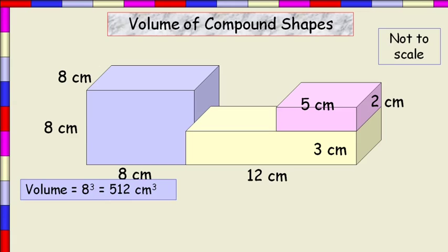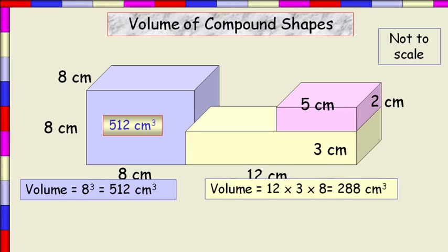First one, this big cuboid, big cube we're talking about, where the length, breadth and height are 8 centimeter. So 8 into 8 into 8, 512 centimeter cube. So the volume of this particular portion is 512 centimeter cube.